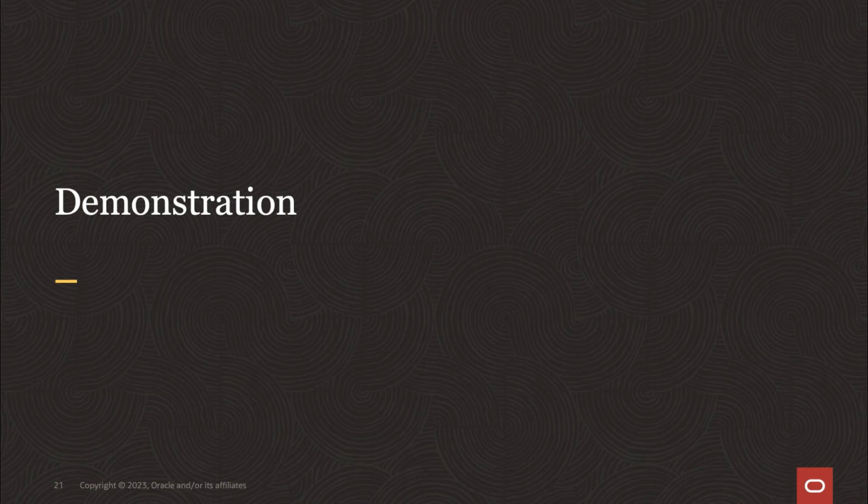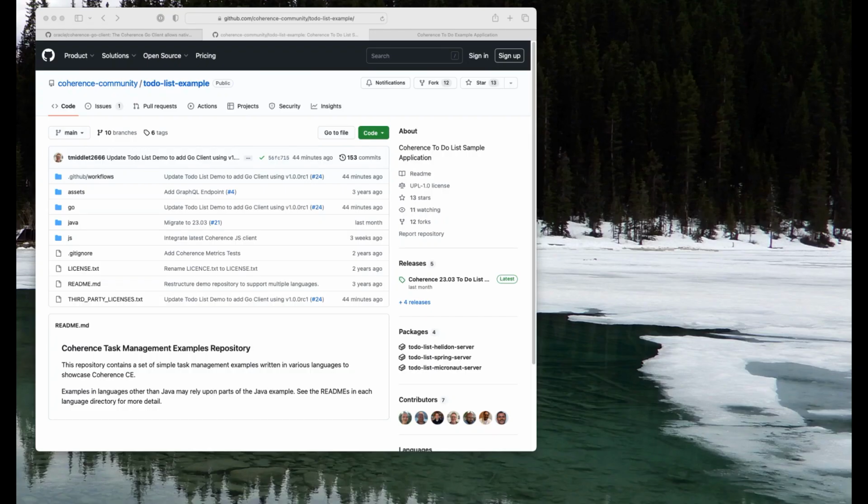So hopefully that gives you an overview of the API. Let's go and have a look at a demonstration. For the demonstration, we're going to run the Coherence to-do list example, which is a simple task management application written in multiple languages to showcase Coherence.